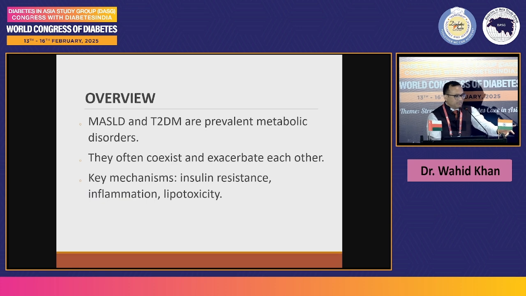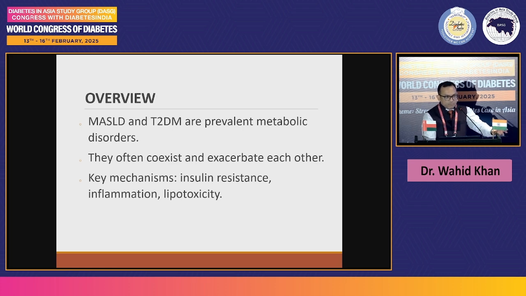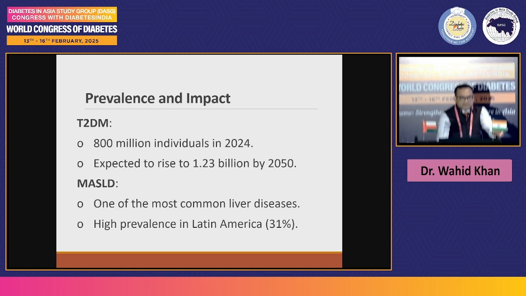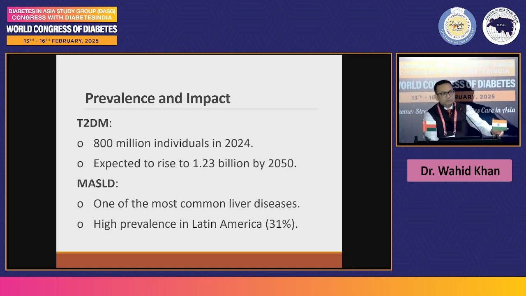MSLD and diabetes are both one of the most prevalent metabolic disorders, which often coexist and exacerbate each other. Both the diseases' key mechanisms being insulin resistance, inflammation and lipotoxicity. Around 800 million individuals had diabetes in the year 2024, which is projected to be 1.23 billion by the year 2050. Again, like in the previous speaker's slide, the incidence of MASLD in India is around 40%, and the same is the case worldwide.